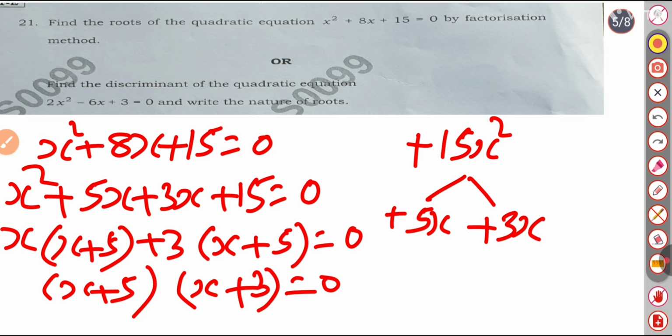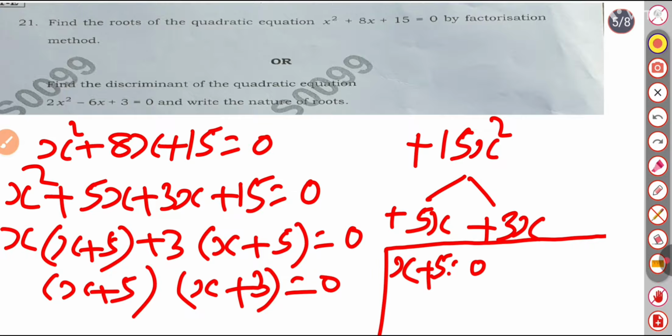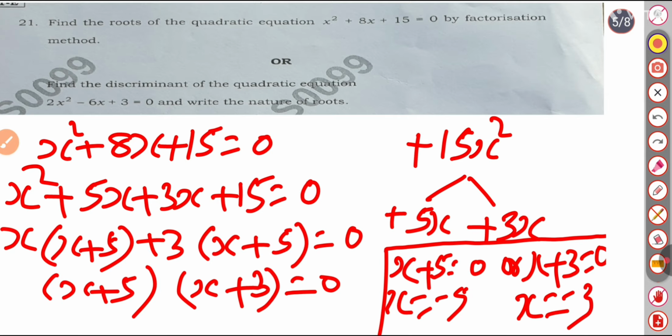So separately we have to equalize to 0. So x plus 5 is equals to 0, or x plus 3 is equals to 0. Here x is equals to, if you take plus 5 that side, it becomes minus 5, and here x is equals to minus 3. So x is equals to minus 5 and x is equals to minus 3 are the roots of the equation.